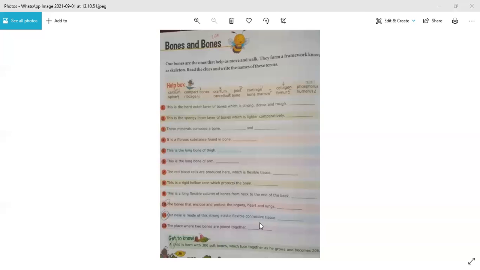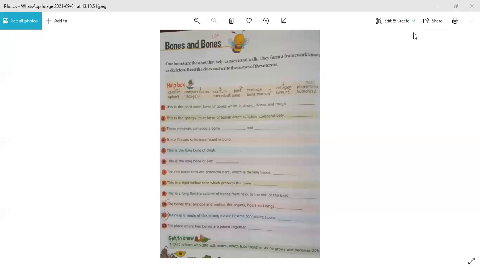Cartilage. Cartilage is made up of strong, elastic, flexible, connective tissue. Okay. When two bones are joined together, what is that place known as? That place is known as a joint. Clear, students? So you revise this chapter thoroughly when I share the tutorial with you related to this chapter.